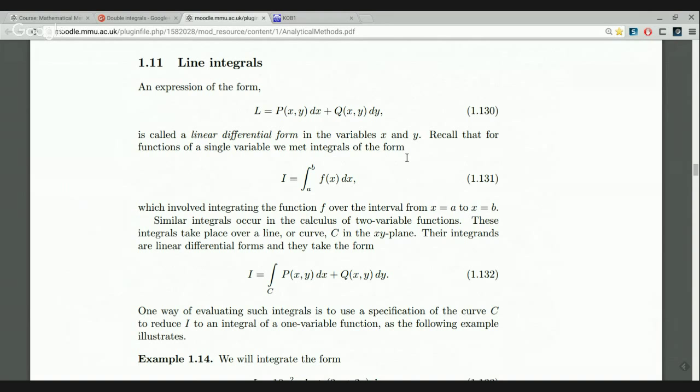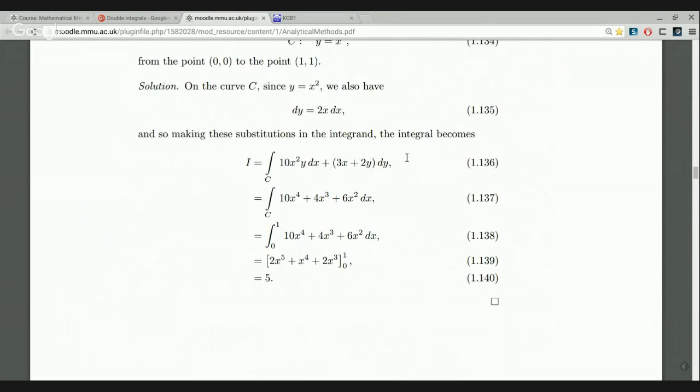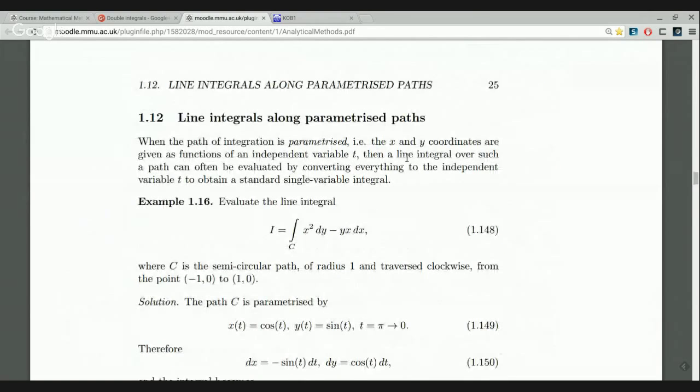There's a little example there at the end about calculating the work done when a particle moves through a force field. That's an application from physics.